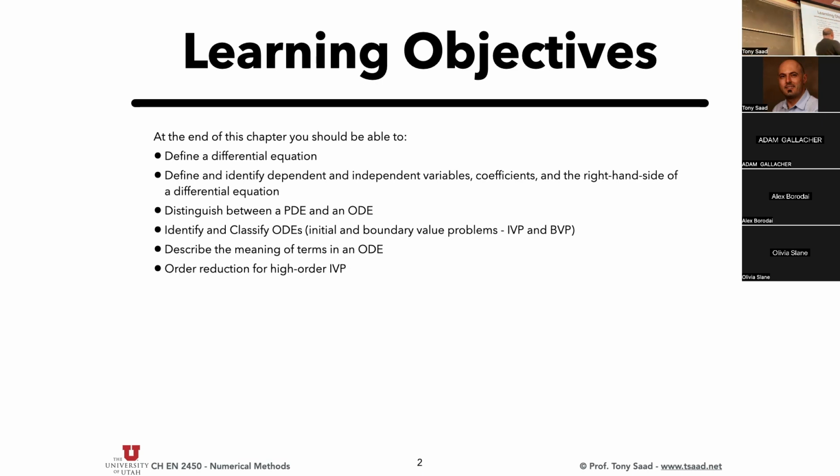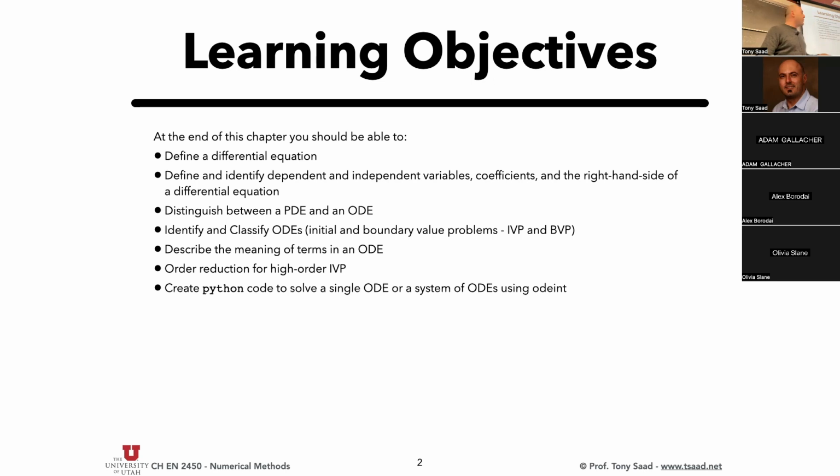Order reduction for high order initial value problems. For initial value problems, we have a generic way of solving them numerically, and that is to convert any second order and higher initial value problem into a system of first order initial value problems. It makes the solution much more general, and pretty much all codes out there like MATLAB and Python provide methods to solve systems of first order ODEs. Then you say, well, how can I solve a second or third order ODE? Then you convert it into a system of first order ODEs and you solve that system.